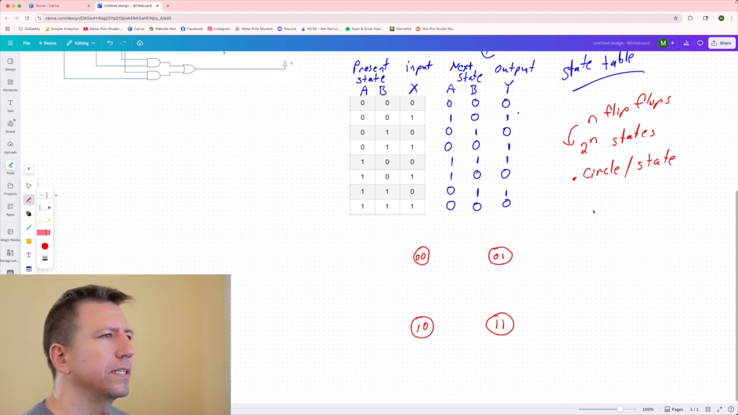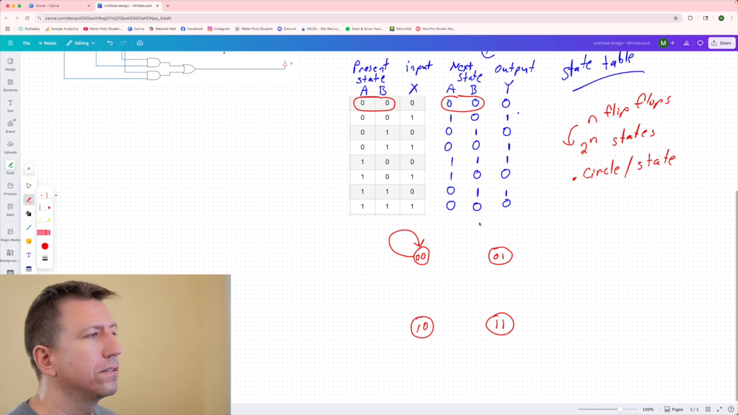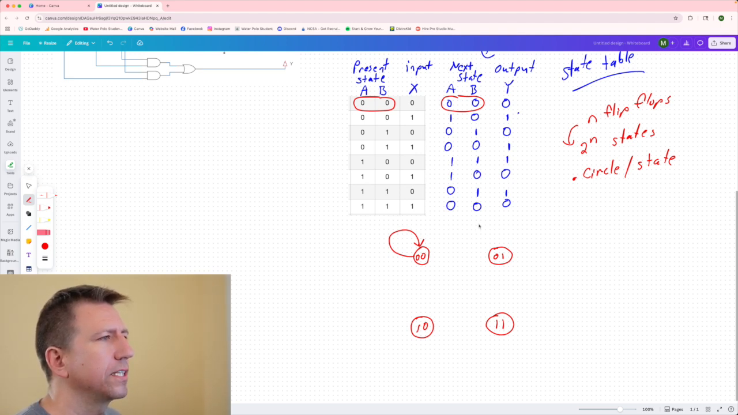And what we're going to do is, so look like this, right? So we've got AB, that's going to go to AB right here. So 0, 0 will go to 0, 0. And so we're going to draw an arrow to represent that. So I start at 0, 0, and I end at 0, 0. So that's a state transition to the same state, okay? So that's the first thing that I want to do.